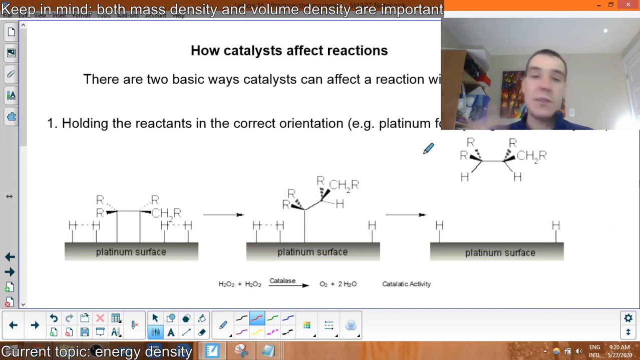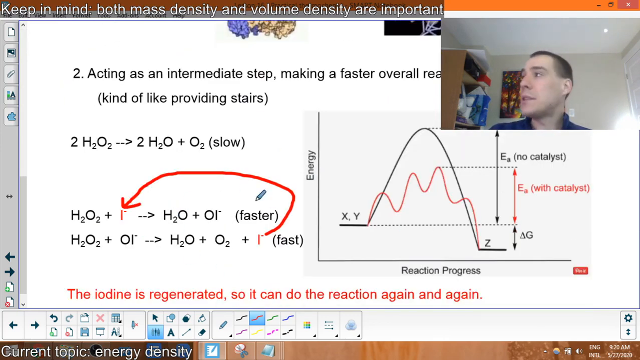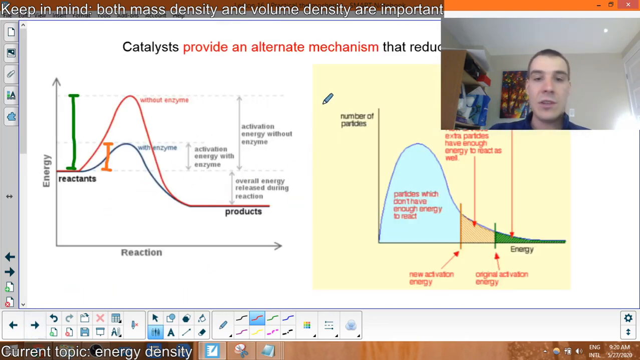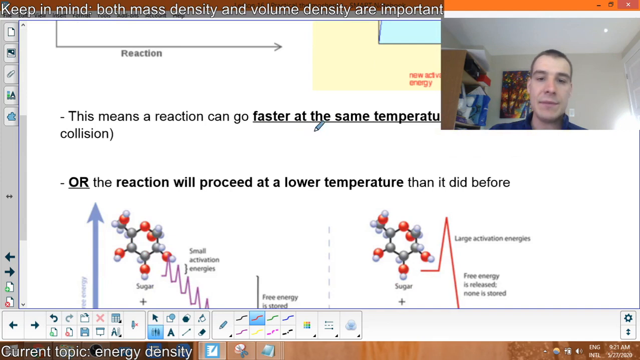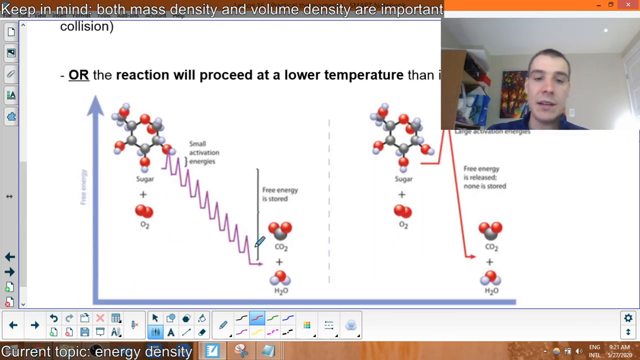We talked about catalysts, the two ways catalysts can affect a reaction. One, holding it in the right orientation, like an enzyme or the platinum. Or number two, participating in the reaction, but then getting regenerated. And then the general thing that happens is that you get a reduction in activation energy because of the new mechanism. The new mechanism has a lower activation energy than the old one, which means that more particles have enough energy to react, which means you go faster at the same temperature, or you can actually make the reaction go at a lower temperature than was possible before, kind of like burning glucose in our body versus burning glucose out in the air.